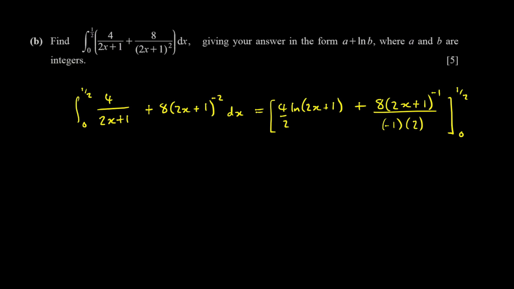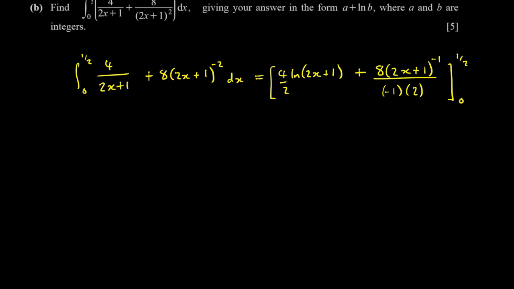Well, before we carry on, I think it's a good thing to tidy up this expression. So this guy is 2 ln(2x + 1). And we divide 8 by -2, so that's going to give us -4. And the (2x + 1) to the power of -1 is 1 over (2x + 1).